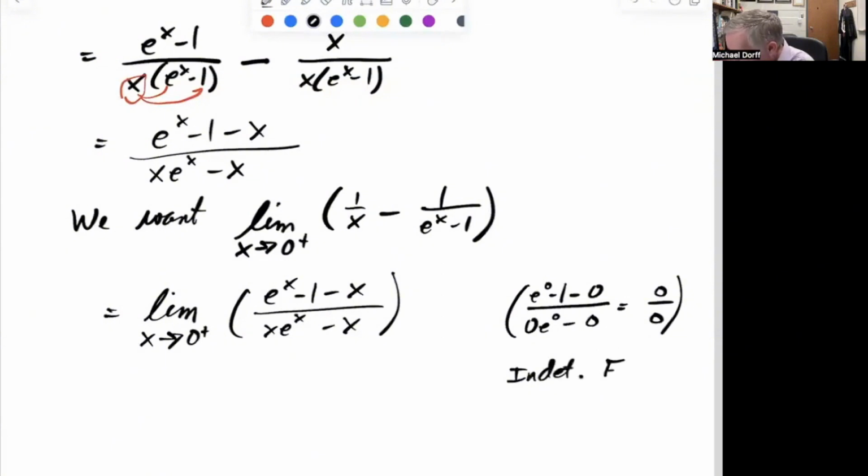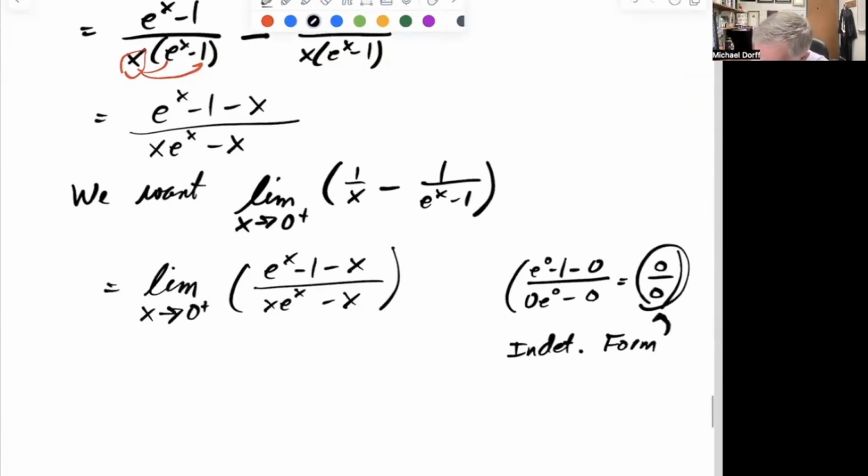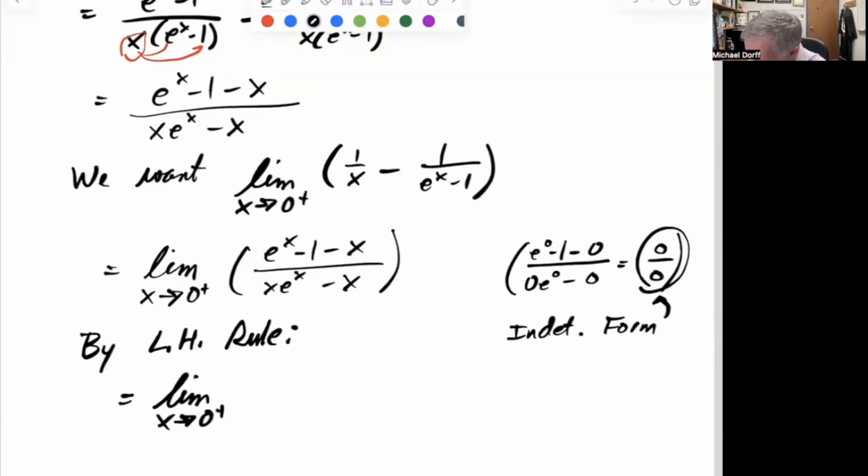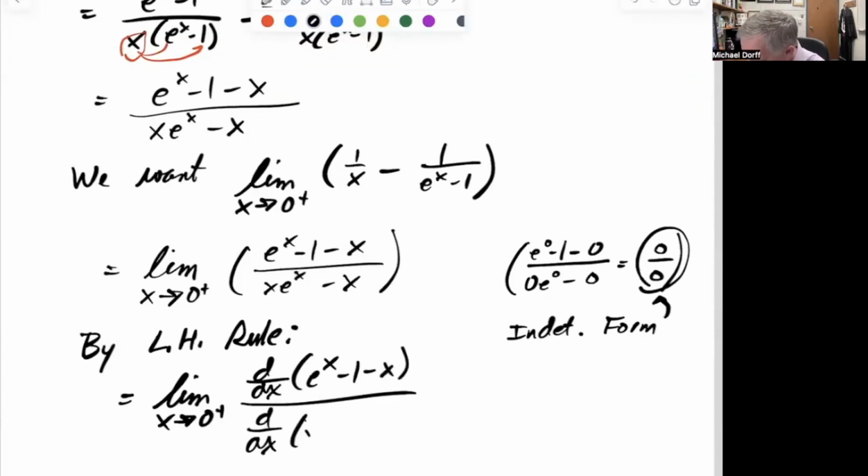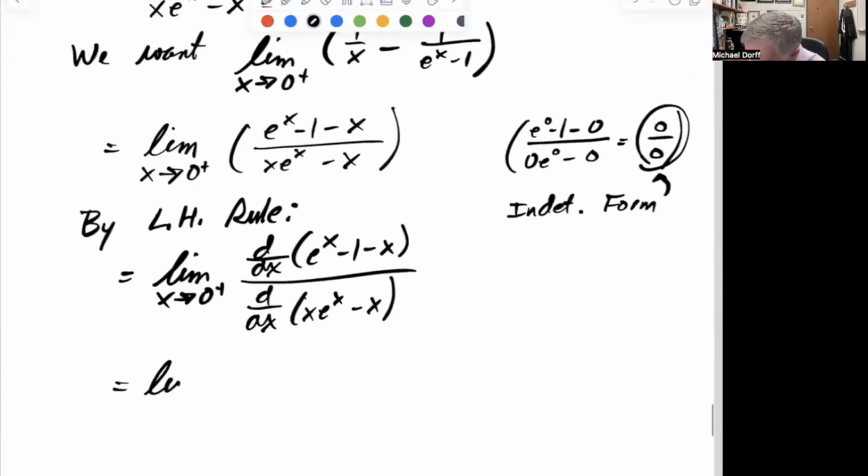And not only is this an indeterminate form, it's also an indeterminate form that we can use L'Hopital's rule on. So by L'Hopital's rule, the limit is going to equal the derivative of what's in the numerator over the derivative of what's in the denominator. All right, so then we have the limit as x goes to 0 from the right.